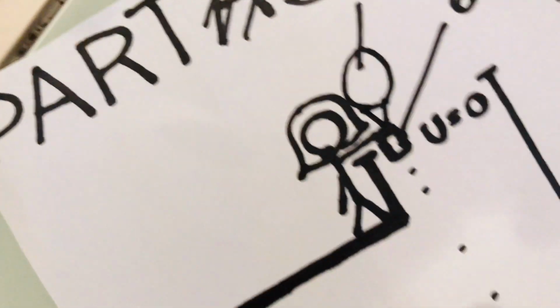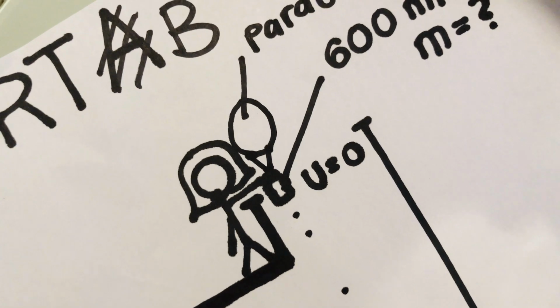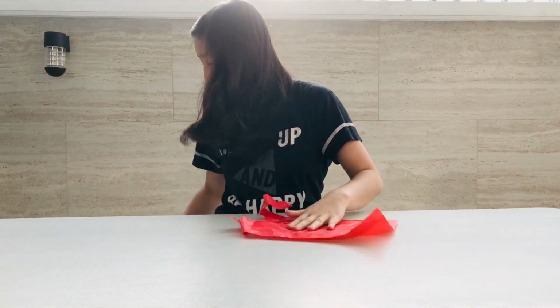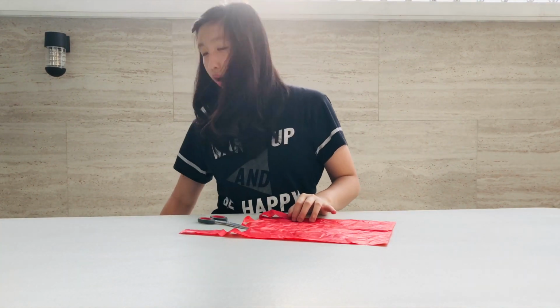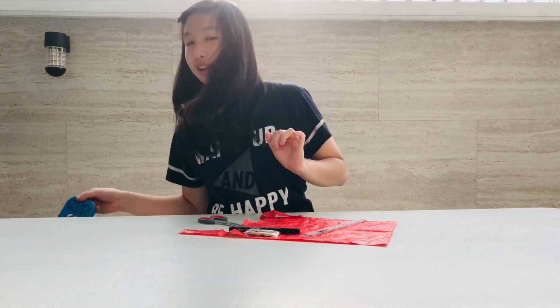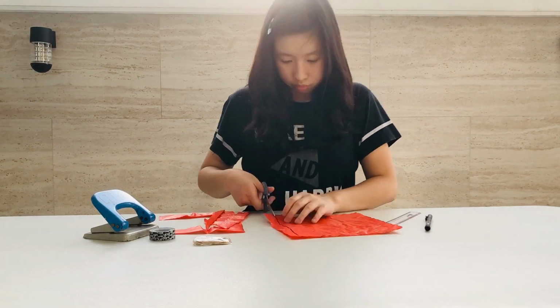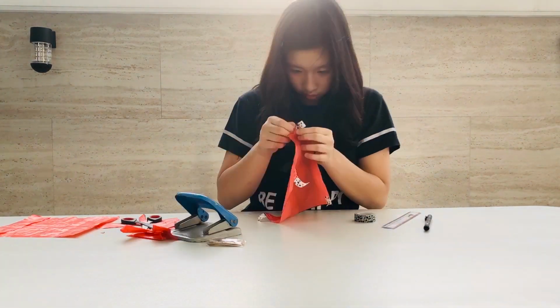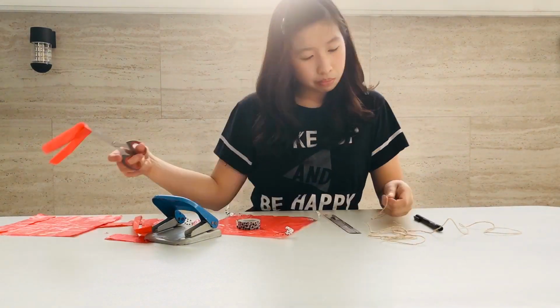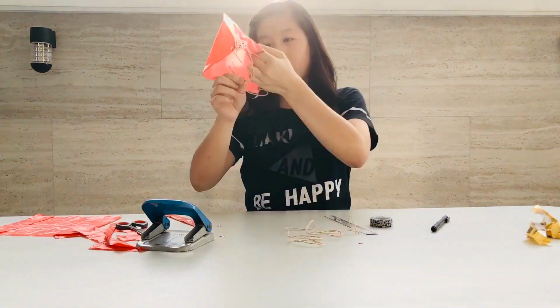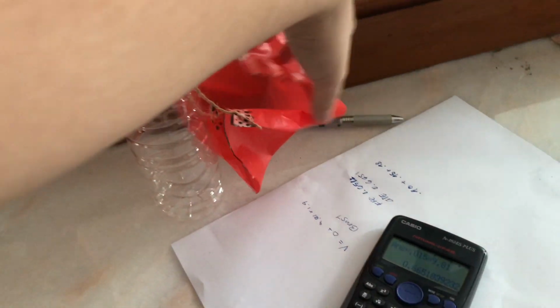For part B, we are going to drop the bottle through the same distance, but this time with a parachute. Now I'm going to be making the parachute, for which I would use a plastic bag, scissors, a marker, a ruler, and some rope, and then I have a puncher and some tape. So let's go make the parachute. Cute, and then it can fly. Ready to launch.